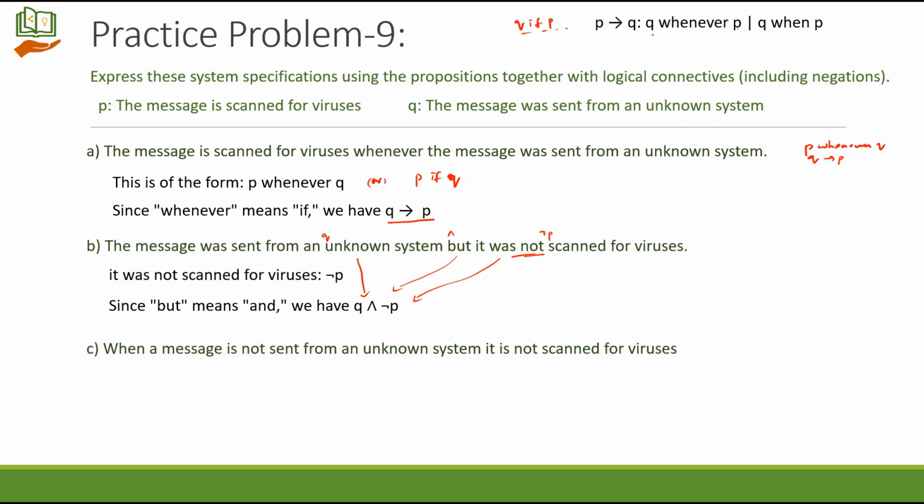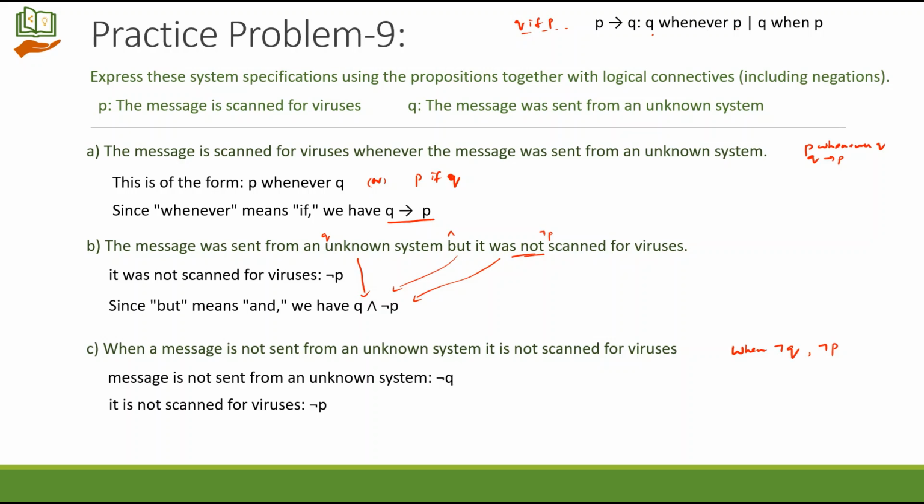What about the C statement? When a message is not sent from an unknown system, it is negation of Q, it is not sent. So it is negation of Q. It is not scanned for viruses, negation of P. The message is not sent from an unknown system and it is not scanned for viruses is for negation of propositions.